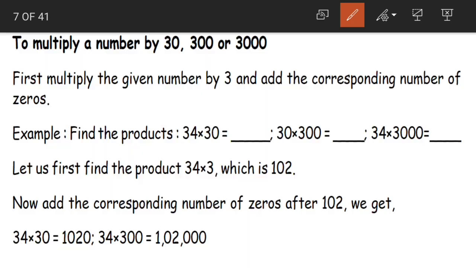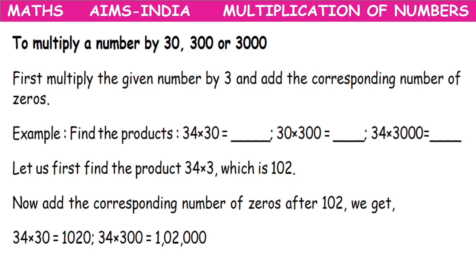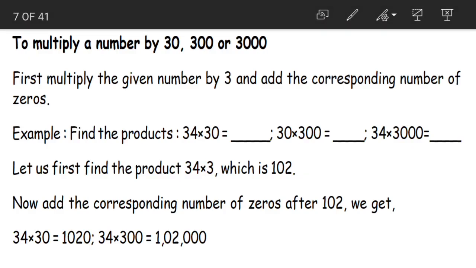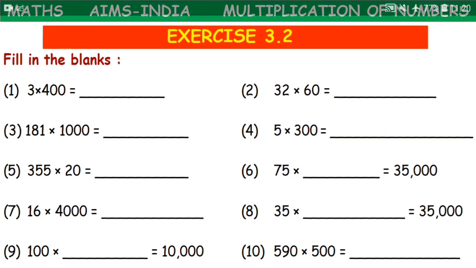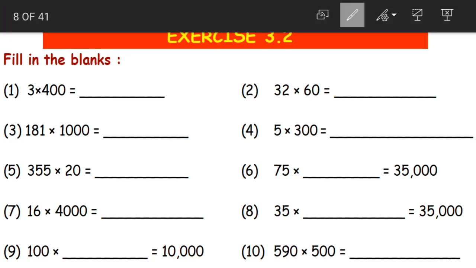20,79,000 becomes our product. Yes, I hope this was clear. Multiplying a number by 10, 100, 1000, 30, 300, 3000 and so on. Now on the basis of this concept, let us do an exercise. Fill in the blanks. What should we do? We should fill in the blanks.